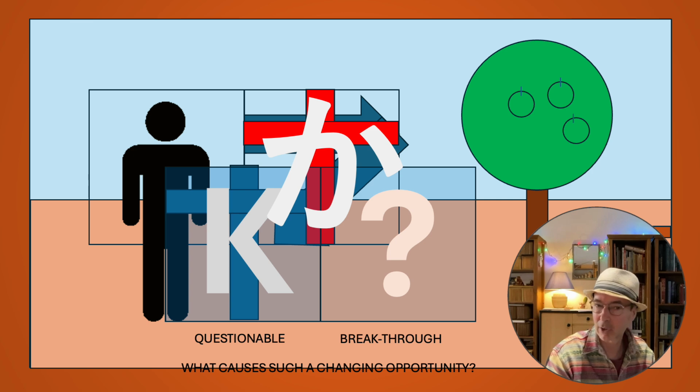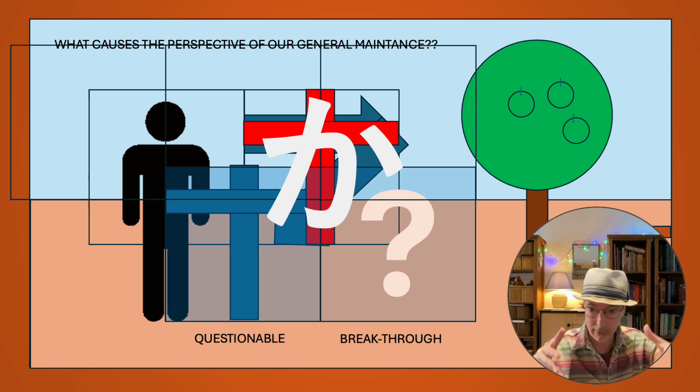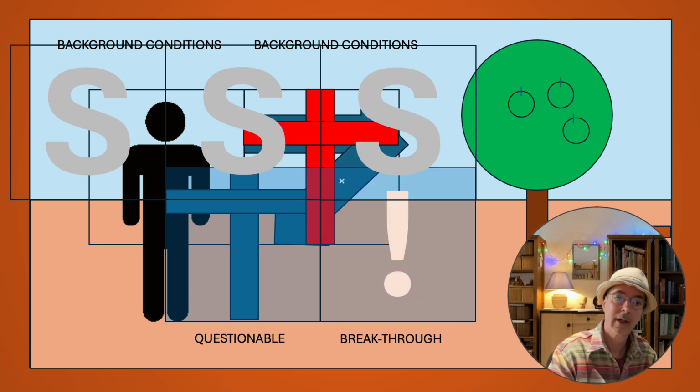So, but what can cause this changing of opportunity in general? What causes the perspective of our general maintenance to now be not looking inwardly, but looking at the outwardly conditions? The outwardly conditions are expressed with letters, the next letters used in every combination of the vowels. First K, then S.